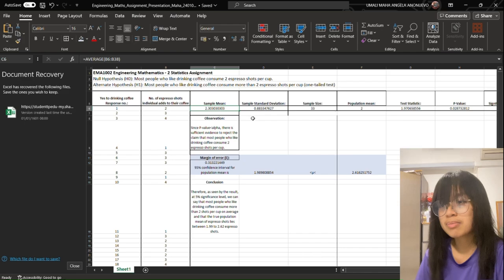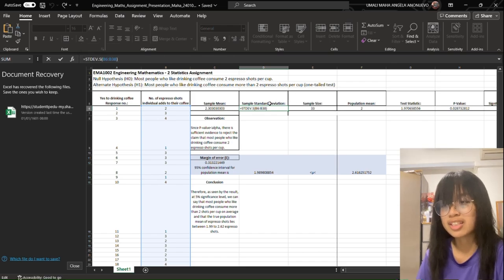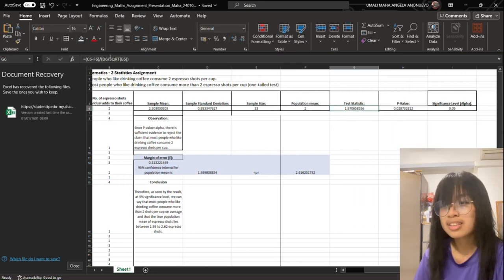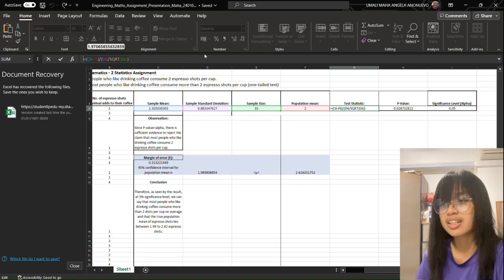Next, we will find the sample standard deviation of the data. Note that this time we use STDEV.S and not STDEV.P because we are dealing with sample data. Afterwards, I need to compute the test statistic. The formula we will use to find the test statistic is given by T0 equals the sample mean minus the population mean, the whole thing divided by the sample standard deviation over the square root of the sample size.